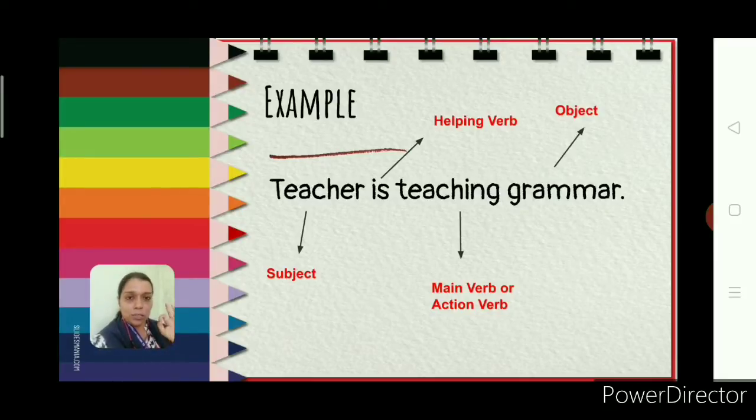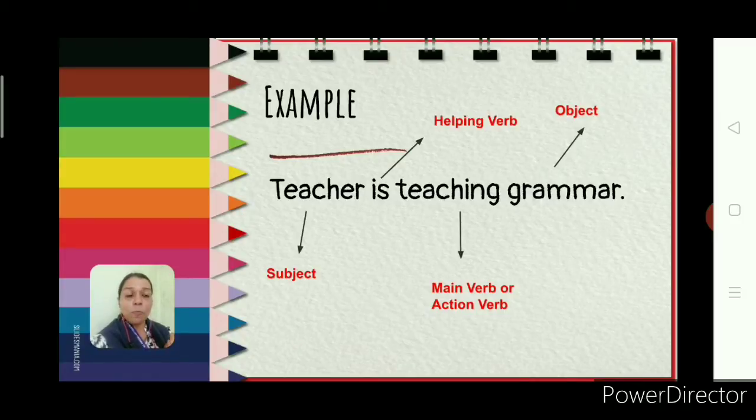When I told you about subject and predicate, that time we got to know that if you will ask the who or what question, whatever the answer you will get, that would be the subject. Like, who is teaching grammar? Then teacher is teaching grammar. So teacher is the subject here. Is is the helping verb here, and teaching is the main verb or action verb.